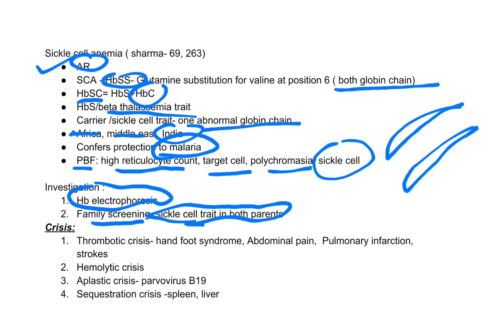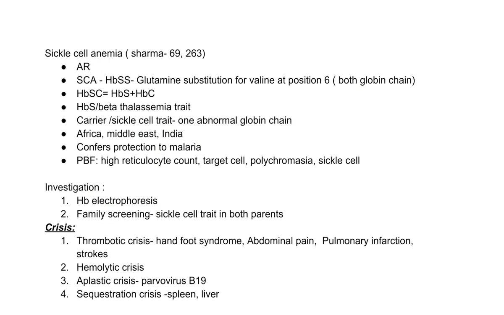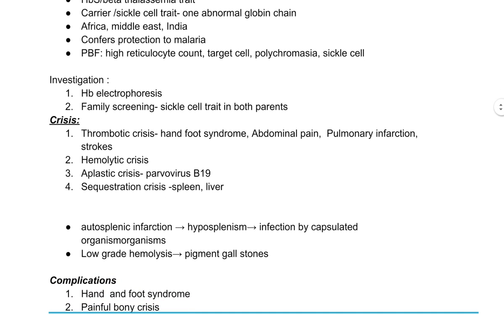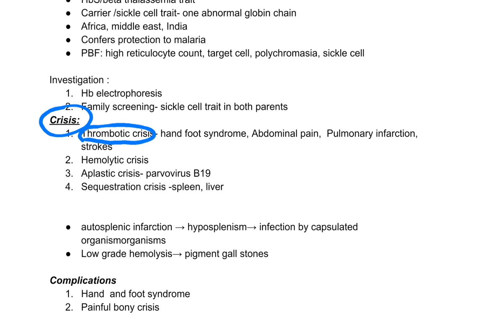Now the most important question met in exams: the crises. What are the crises with which a sickle cell anemia patient can present to the emergency department? Number one, the thrombotic crisis, such as hand-foot syndrome. The patient presents with dactylitis, severe pain in the hand, finger or toe, abdominal pain due to mesenteric infarction, or pulmonary infarction, or ischemic stroke. So this is number one, the thrombotic crisis.